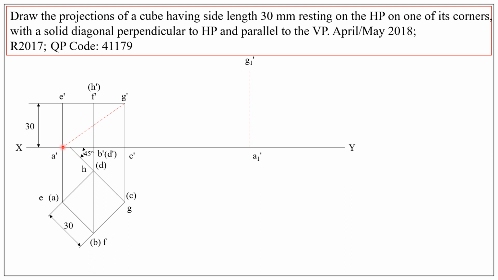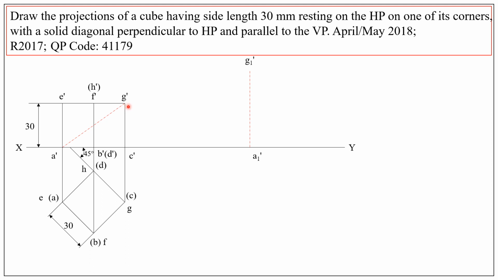Therefore, mark point A1 dash on the XY line and G1 dash. So we have made the solid diagonal perpendicular. So the distance between A1 dash and G1 dash is equal to A dash G dash.